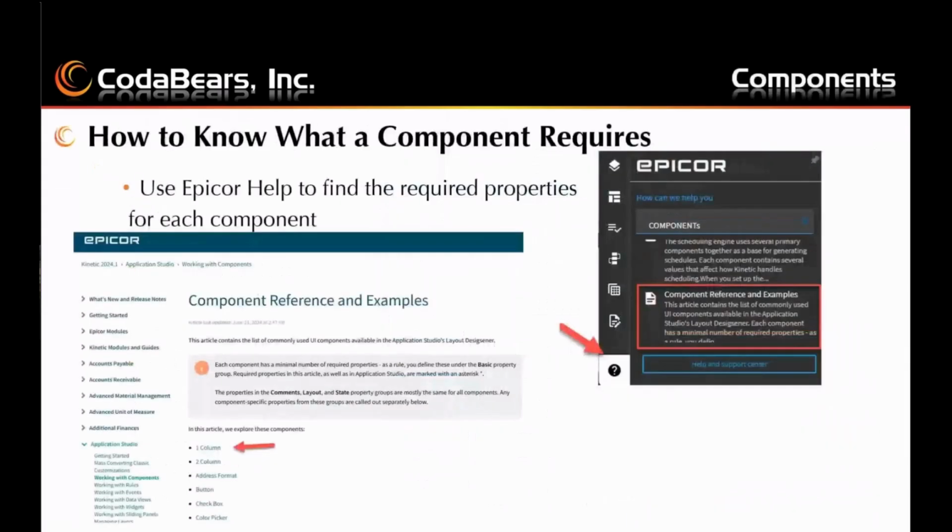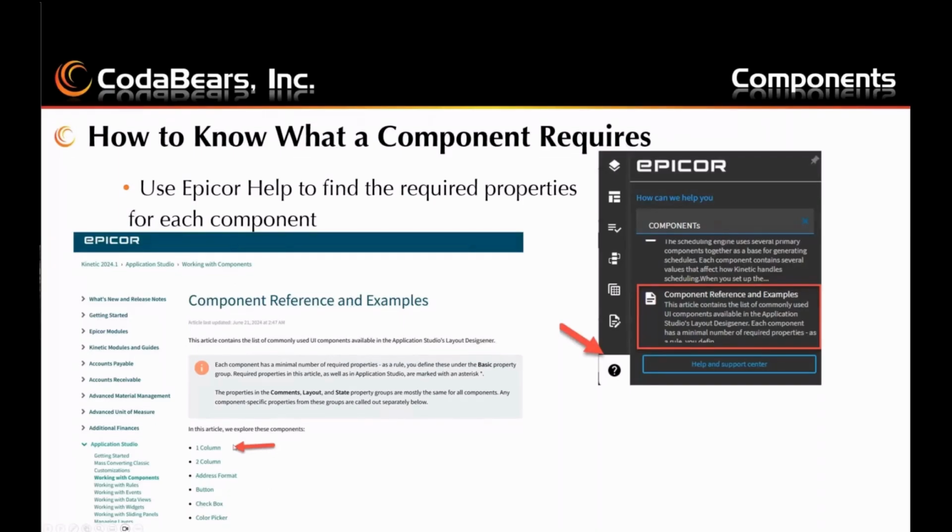How do you know what a component requires? So there's about 54 unique components, so it's helpful to go to this handy dandy reference guide that tells you exactly what a component might require. If you go to your Epicor help menu, which is right here, type in components, you'll find this component reference and examples. You click on that, it'll take you to this page right here, components, reference, and examples.